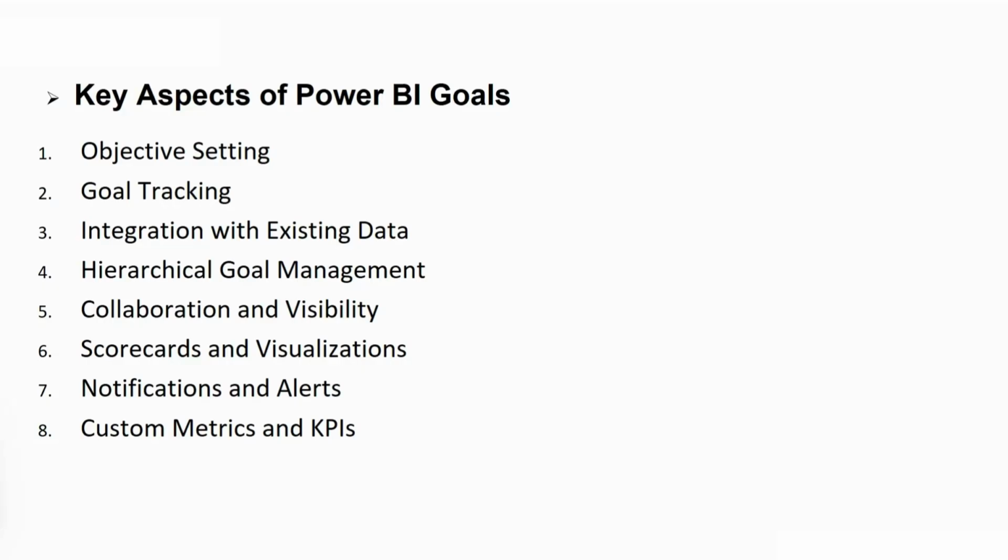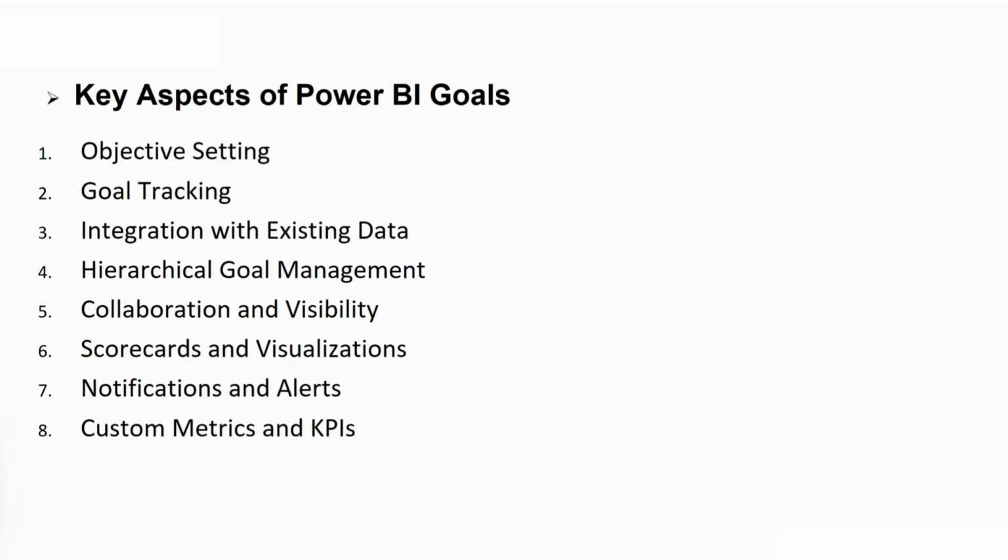The next one is custom metrics and KPIs. Power BI Goals allows for the creation of custom metrics and key performance indicators, also known as KPIs, that align with the specific business objectives. These metrics can be tailored to reflect the unique needs of the organization, providing more relevant and actionable insights.